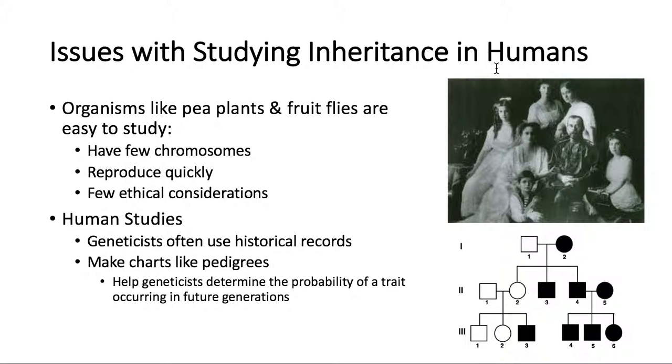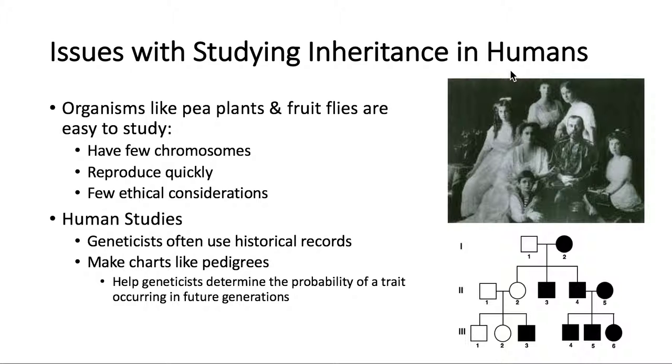Here is a family. This is Queen Victoria's family in England, and her family is famous because they carried a disease called hemophilia. Hemophilia is a disease in which individuals can't clot their blood properly, so they could bleed to death from a small cut. And there were 18 descendants of Queen Victoria who had hemophilia. So scientists have studied that family extensively.